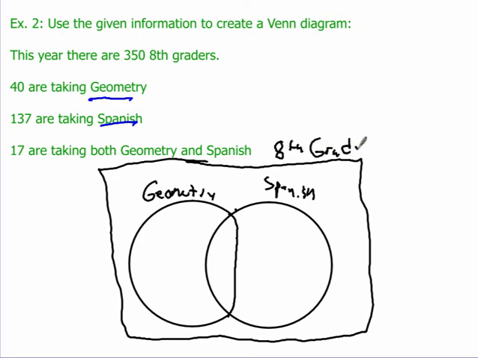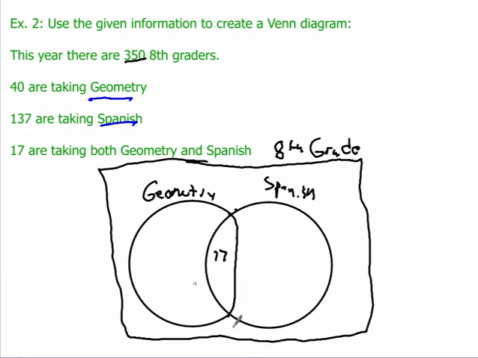All right, so what information do I know about the 8th grade? I know there are 350 8th graders. Okay, so in all the 8th grade, there are 350. I know 40 of them are in geometry. Okay, actually, I don't want to write that in there. 40 of them are in geometry. And I know that 137 are taking Spanish, and I know 17 are taking both. So there's 17 here. Okay, that's easy.